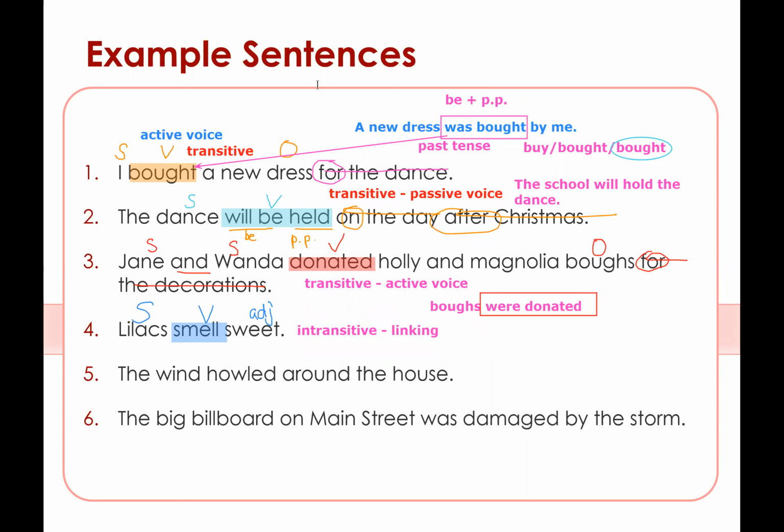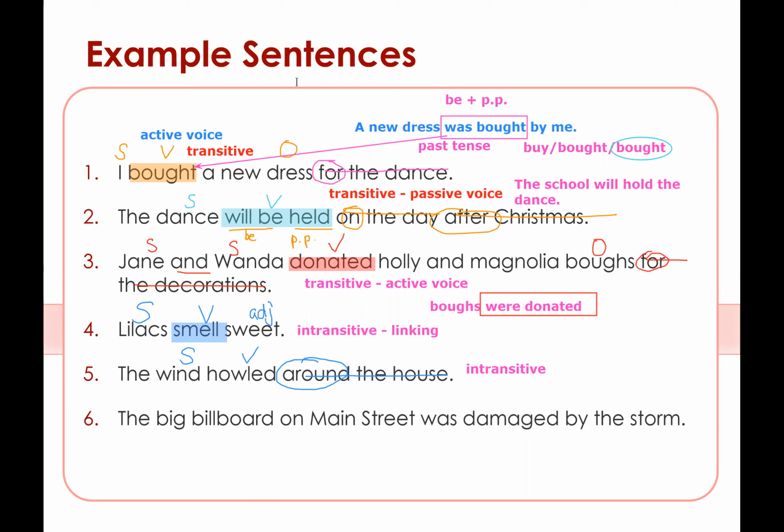And what about number 5? The wind howled. Be careful, the house is not the object because you want to cross out your prepositional phrase. There is no object anymore, right? Like birds fly, there's no receiver. So that means this is intransitive, all right? But this is not a linking verb. It doesn't link the subject to anything, all right?